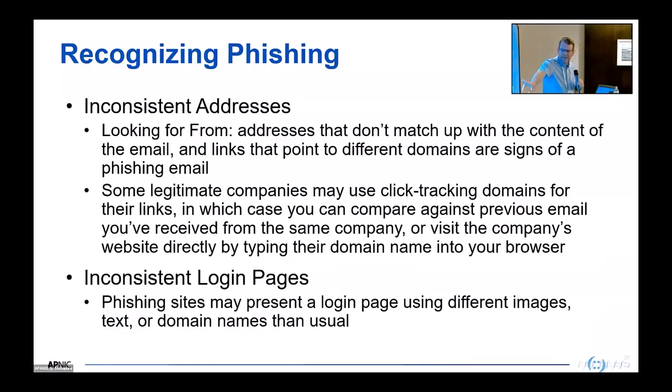Some legitimate companies might use click tracking domains, and that makes it very tricky to determine whether it's real or not. You might get those legitimate emails from a company, and when you click on it, it doesn't go directly to the company's website, it goes to click tracking that then redirects to the real site. So this can make it difficult to hover your mouse over links in an email to see where the message is going. It might go to an intermediate domain like that.